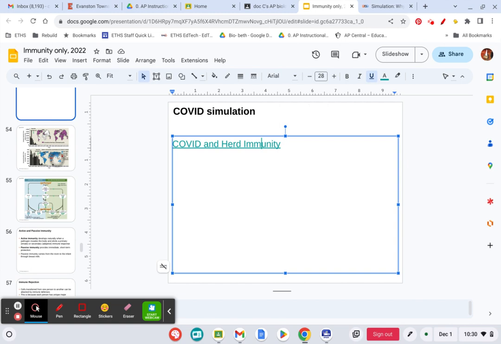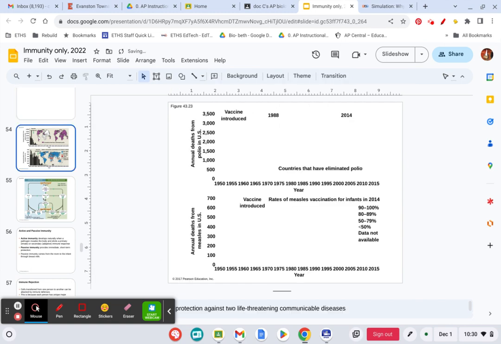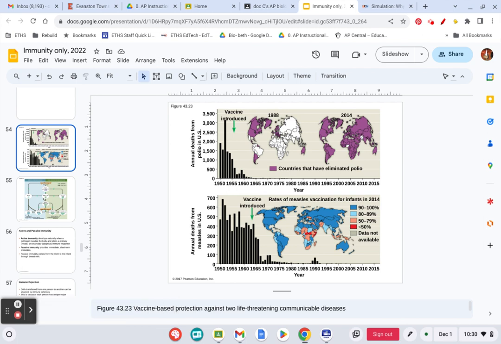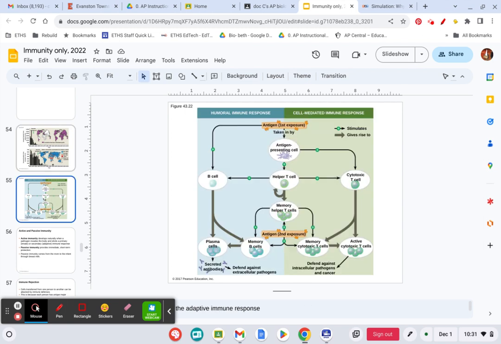Anyway, so that's herd immunity. This is just a graphic showing how vaccines can help against life-threatening illnesses. Here's our figure again now, showing how everything works. We've got our antigen presenting cell. I think this makes a little more sense now.